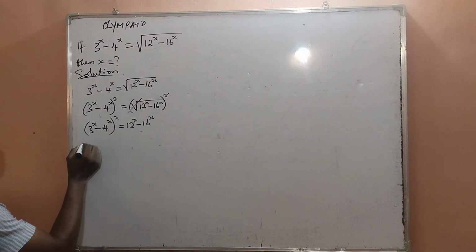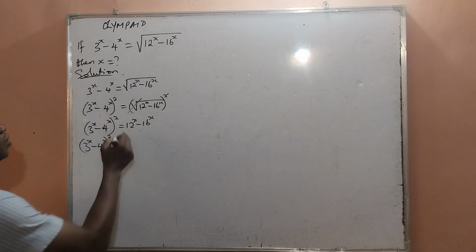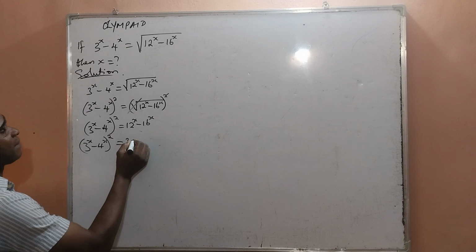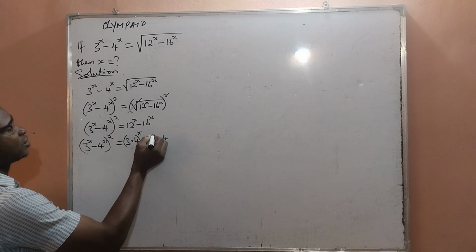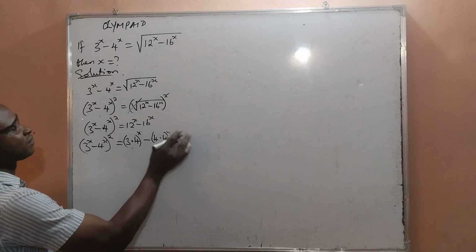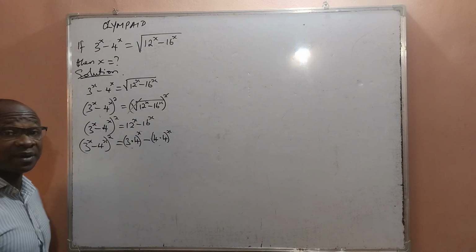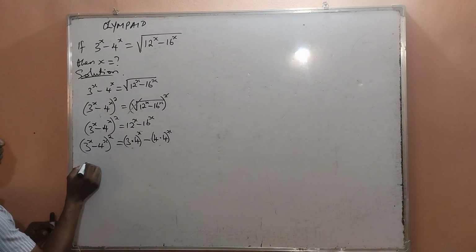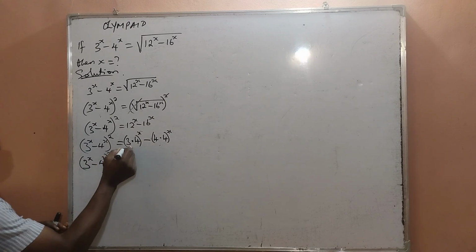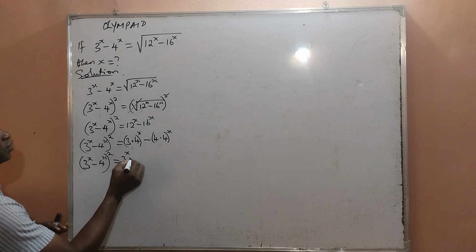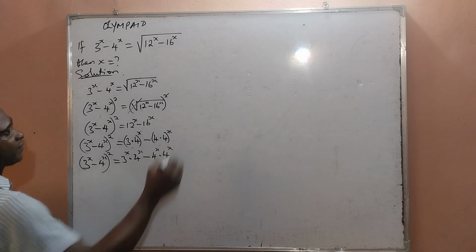Moving forward, I will have 3 to the power of x minus 4 to the power of x all to the power of 2 equal to 12, which is the same thing as 3 multiplied by 4, then to the power of x, minus 4 multiplied by 4, all to the power of x. Beautiful. Now, by law of indices, everything inside the bracket shares the power x. That will make me have 3 to the power of x minus 4 to the power of x all to the power of 2 equal to 3 to the power of x multiplied by 4 to the power of x, minus 4 to the power of x multiplied by 4 to the power of x.